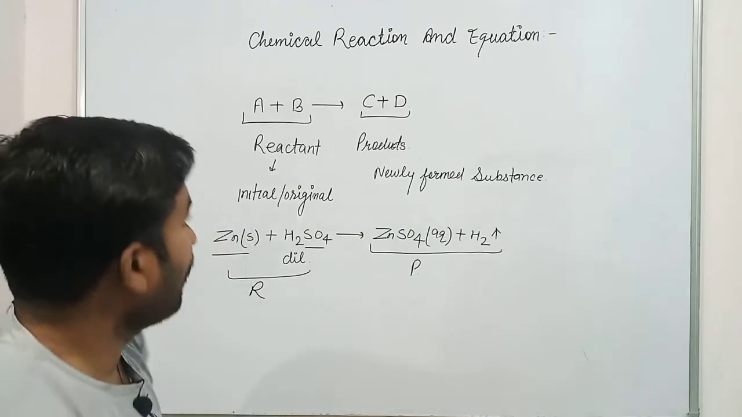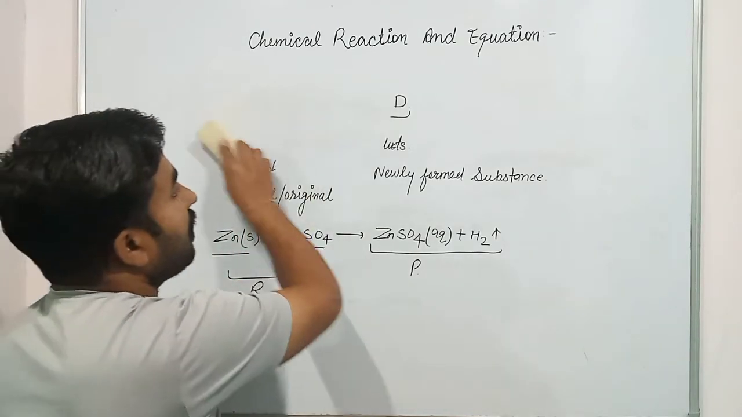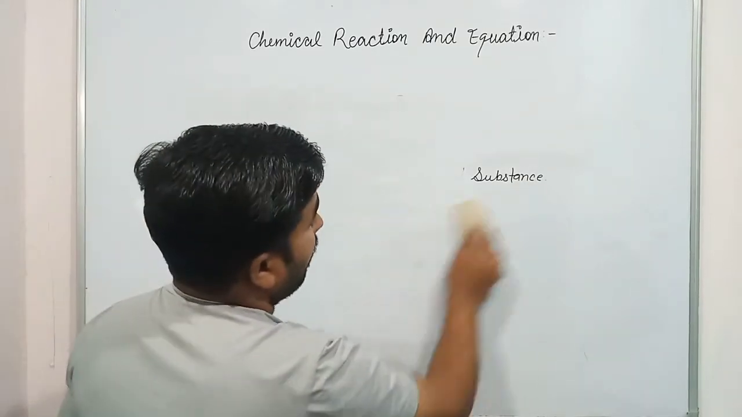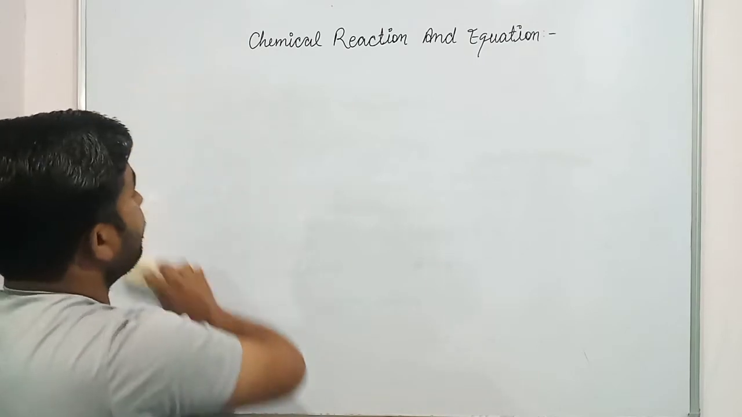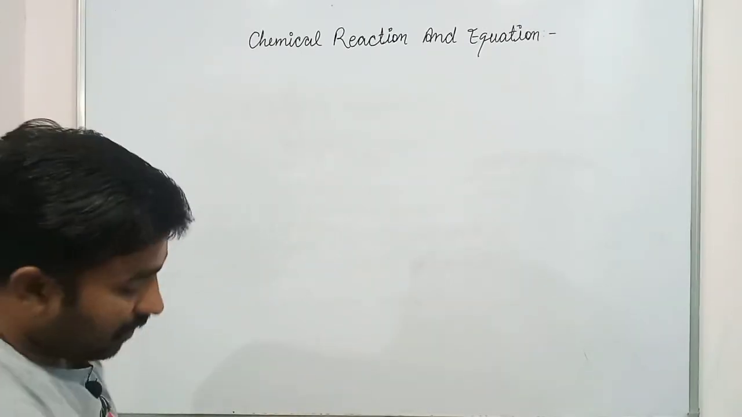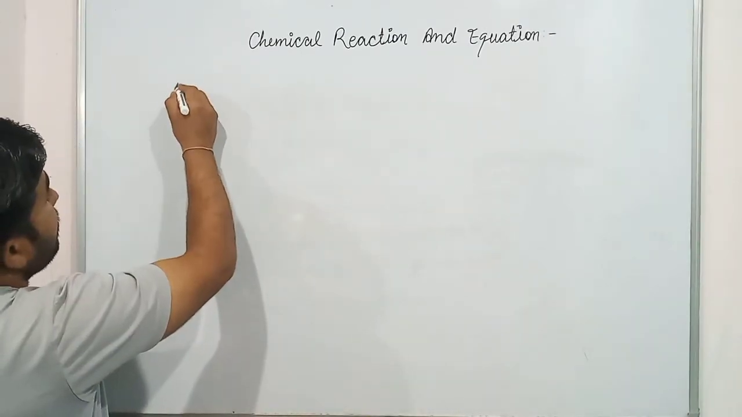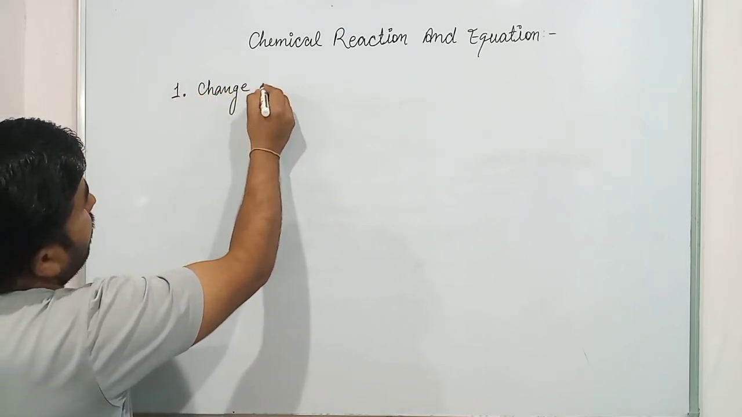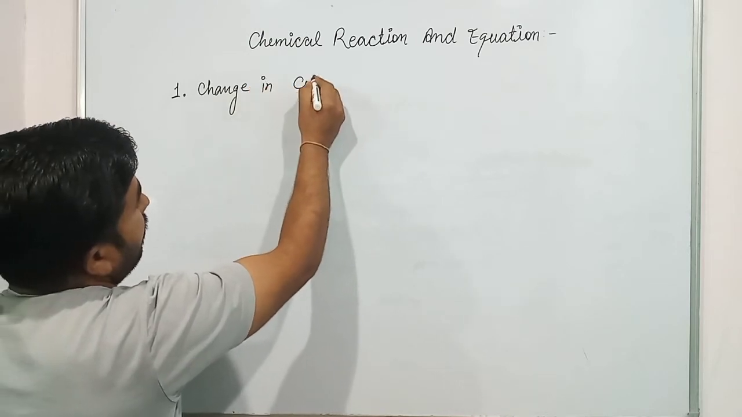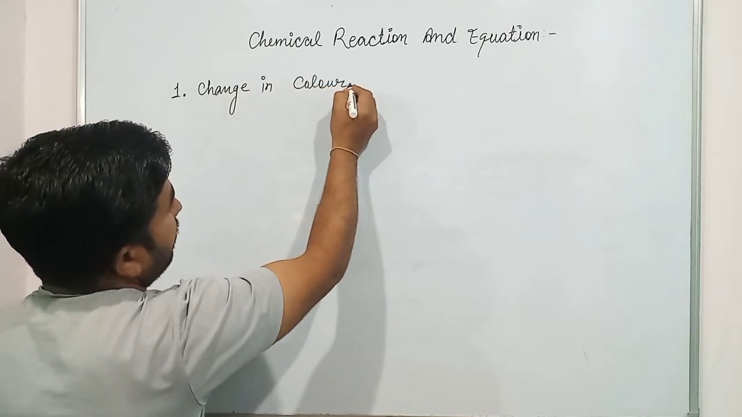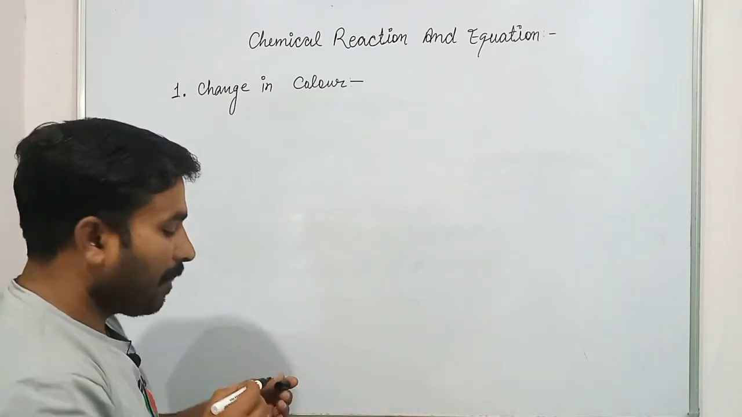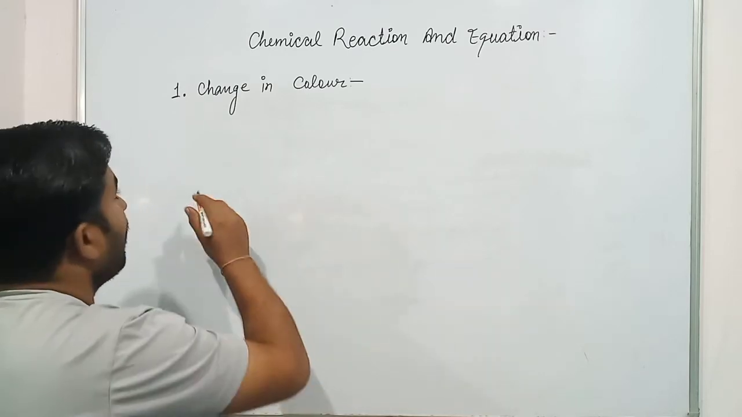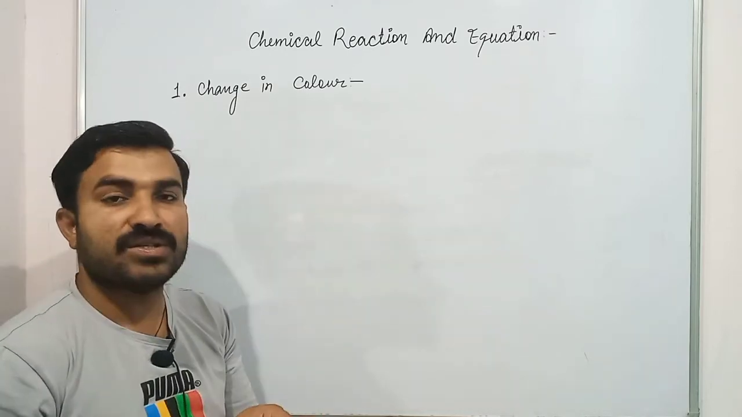Now we are talking about the changes which occur during a chemical reaction. The first change is change in color. In some chemical reactions, the color of the reactant will be changed. Not in all reactions, but in some reactions.